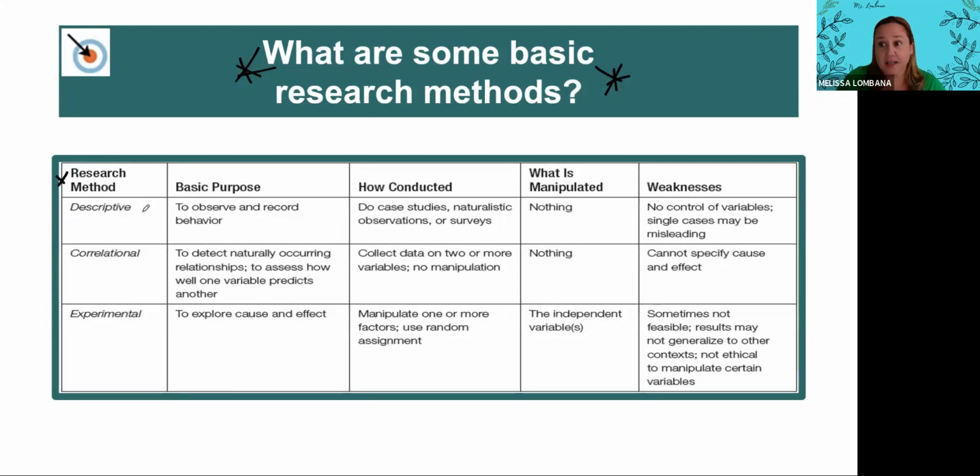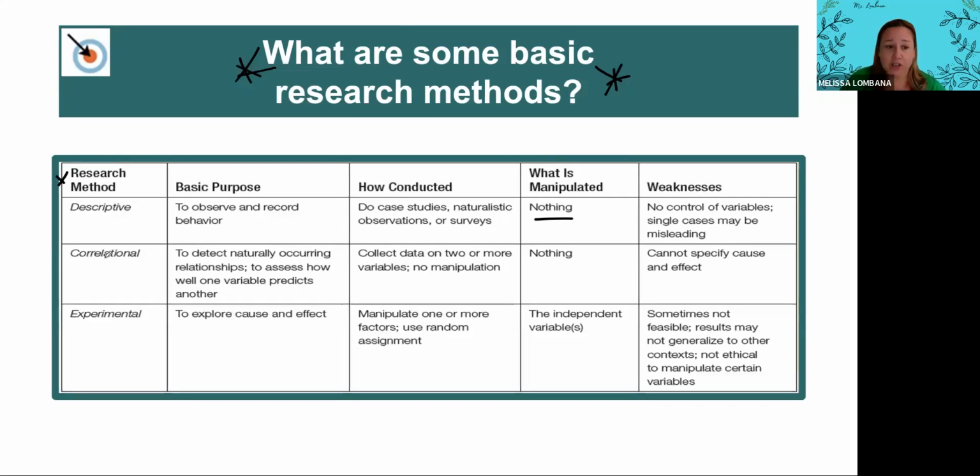And this is usually the order that they do it. Descriptive, the purpose is just to observe and record behaviors, kind of collect the information. How do they do that? Through case studies, naturalistic observations, and surveys. And what gets manipulated? Absolutely nothing, right? It's just observing and recording. Here, there are a lot of variables, a lot of confounding variables, things that we cannot control just looking. And then, of course, single cases may be misleading; we can't generalize for the population.